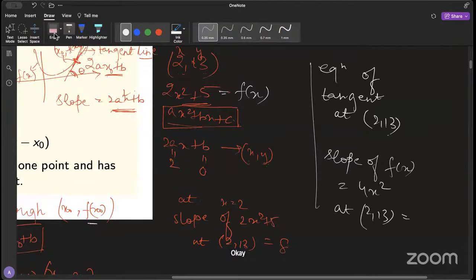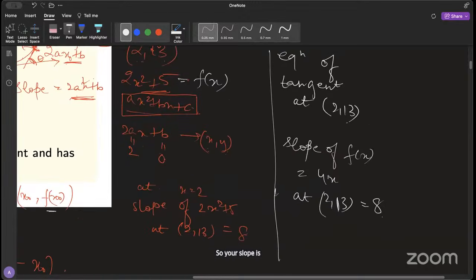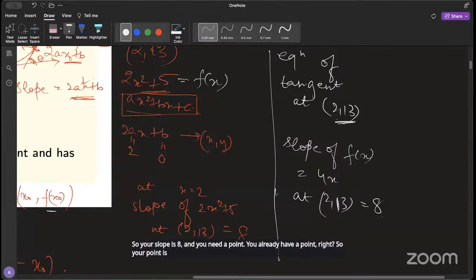Okay, this is 4x, right? So this will be 8, right? So this is 4x and this will be 8. So your slope is 8 and you need a point. You already have a point, right? So your point is (2, 13).